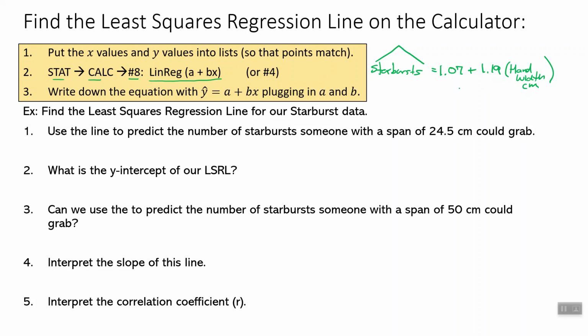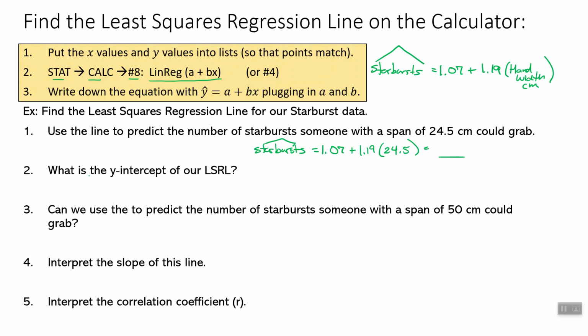Notice I didn't write it with X and Y like we used to. I just went ahead and put the words there. And I have to have the hat here. The hat is important. That means predicted starburst. So now use the line to predict the number of starbursts someone with a span of 24.5 centimeters could grab. All right, well, the predicted starbursts, there's my hat, equals 1.07 plus 1.19 times 24.5. Whatever that works out to.